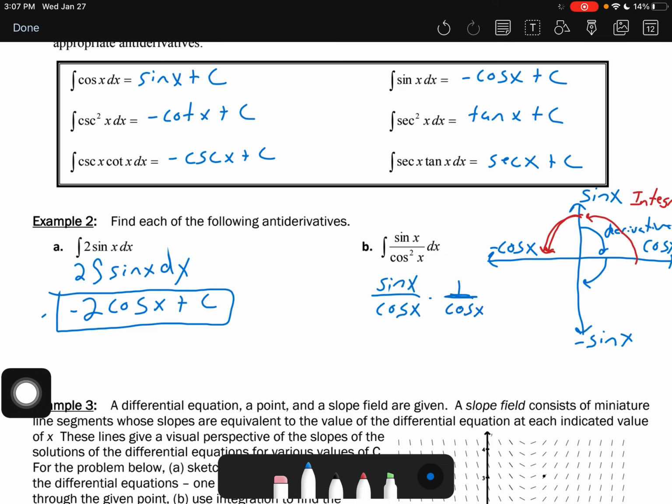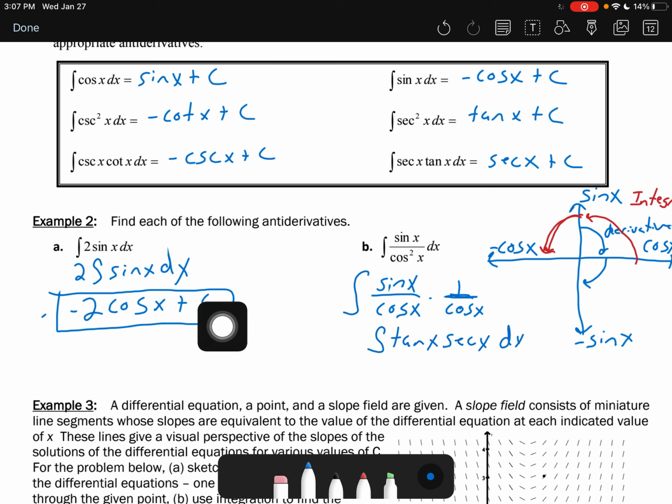Now sine over cosine here is going to be tangent of x, and then 1 over cosine would be secant, okay? And so that gives you this product of tangent secant, or secant tangent, same thing as what we have here, and the antiderivative of that, we know, is secant. So the answer to this is just going to be secant x plus c. Okay, so that's all we're going to cover for this video, and we'll continue on in the next one.